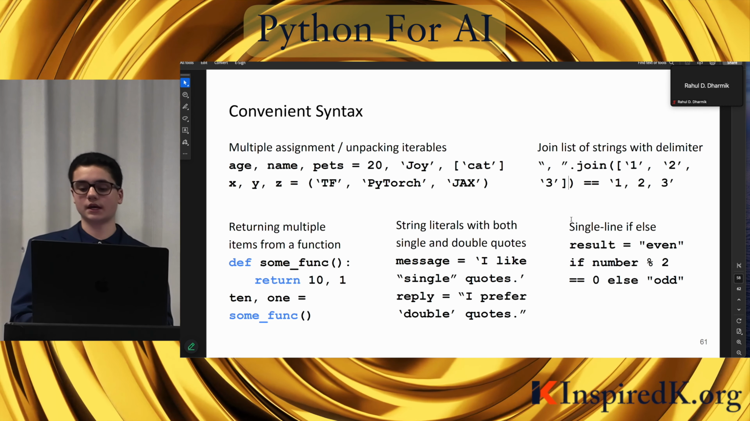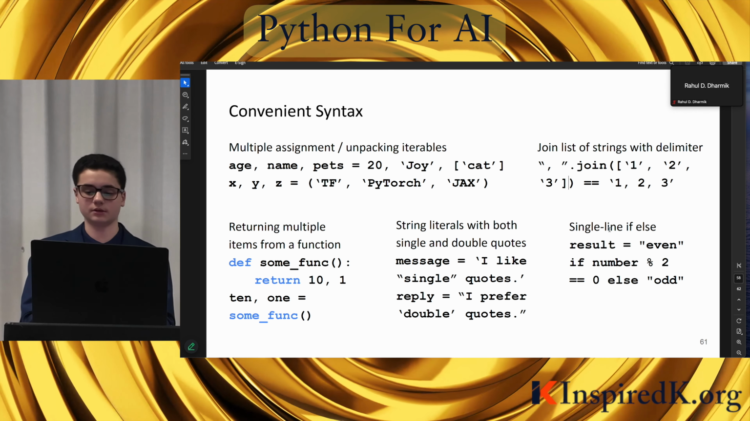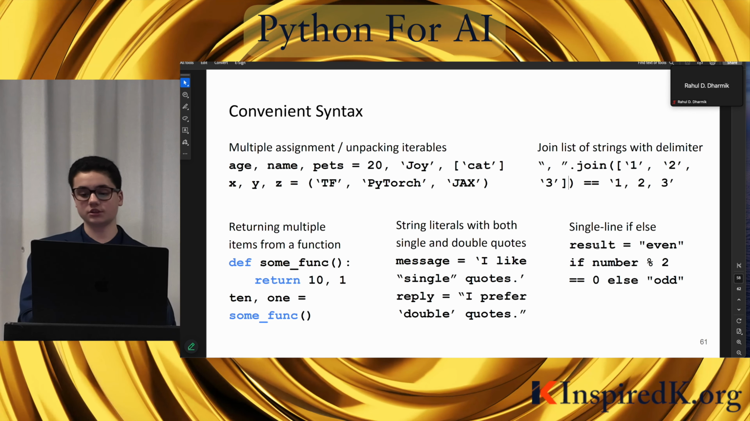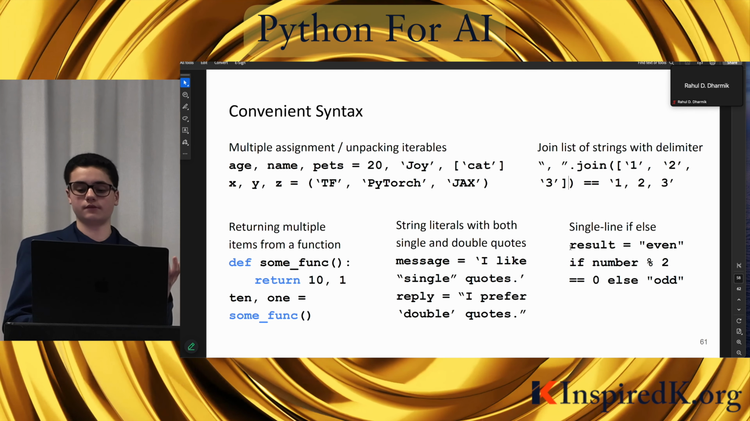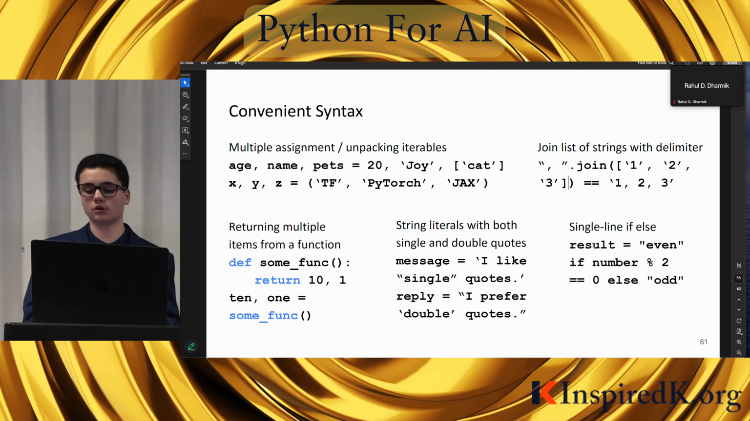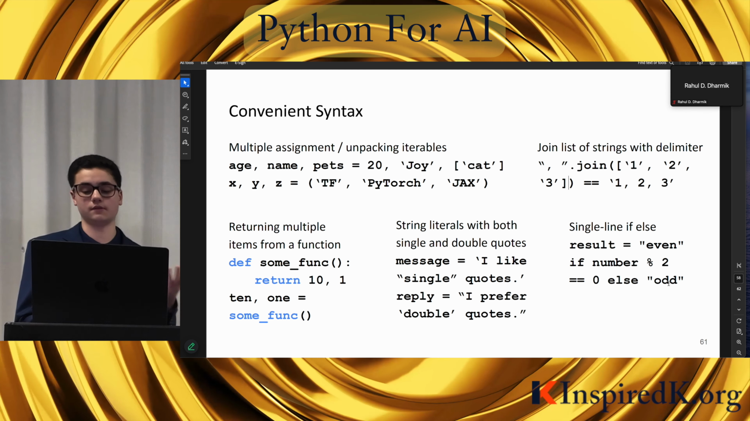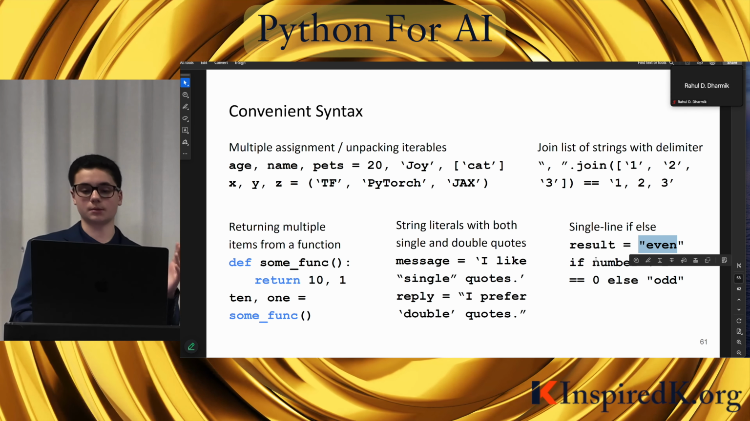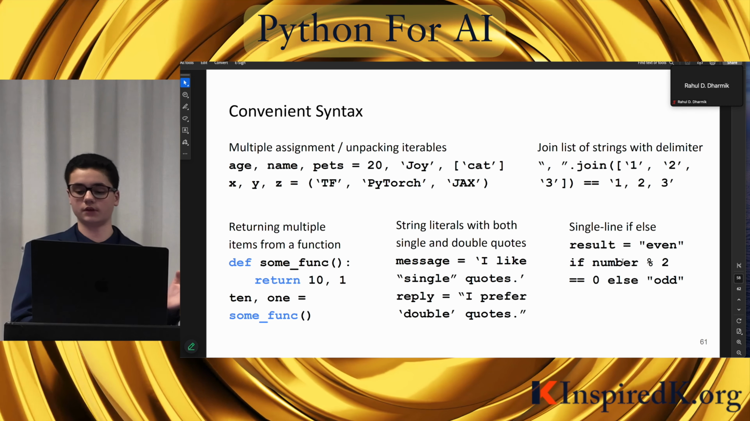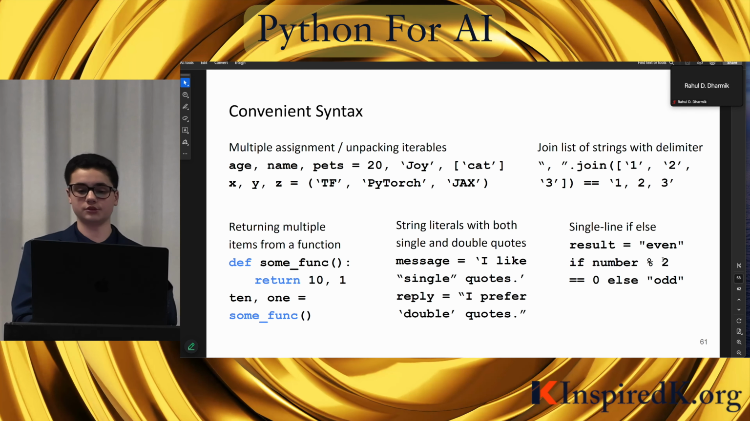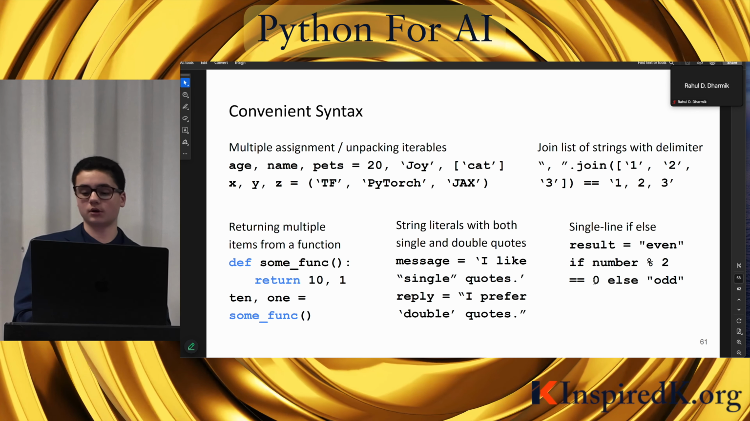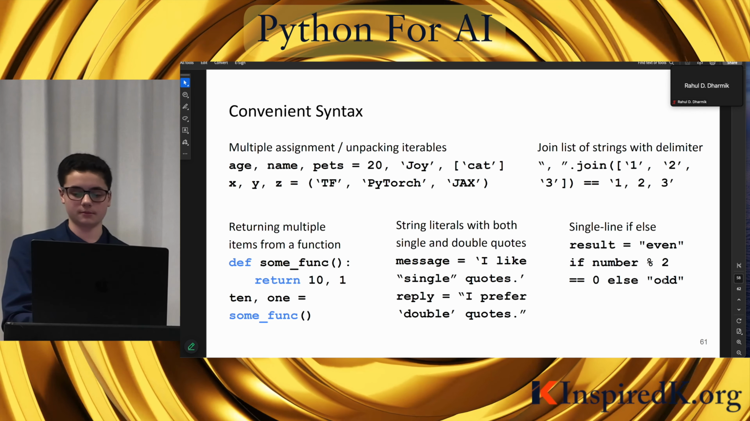Finally, you can have a single line if statement to return a given value to a variable, similar to list comprehension. So if we want to have a result equal to even or odd, depending on if a number is actually even or odd, then we can have even if the remainder of division between a given number and 2 is equal to 0, and otherwise it would be equal to odd.